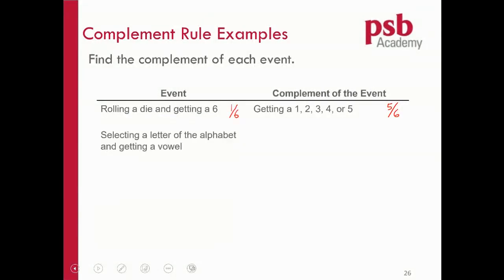You select a letter of the alphabet. We have 26 letters altogether in the alphabet. And getting a vowel. What's a vowel? A, E, I, O, U.